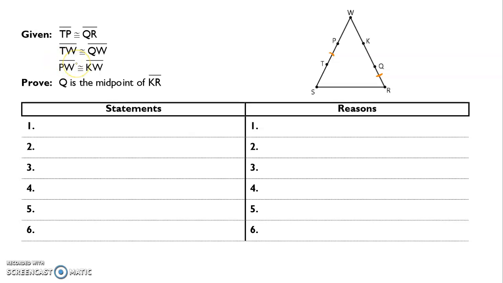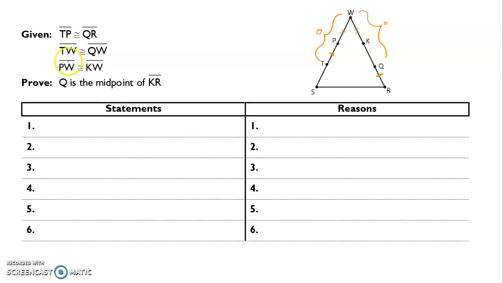Okay, we have segment TW, so I will address that this way. I'll say TW is congruent to segment QW. And segment PW, I'll say, is congruent to segment KW. We're trying to prove that Q is the midpoint of segment KR. Okay, well, I'll kind of draw my little diagram up here.